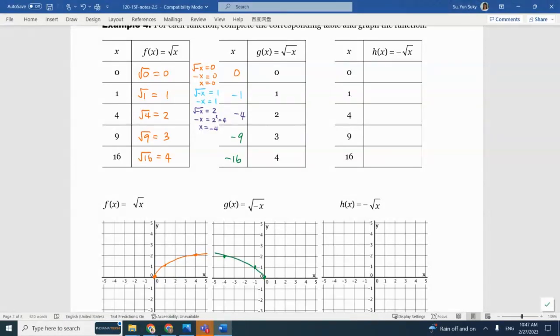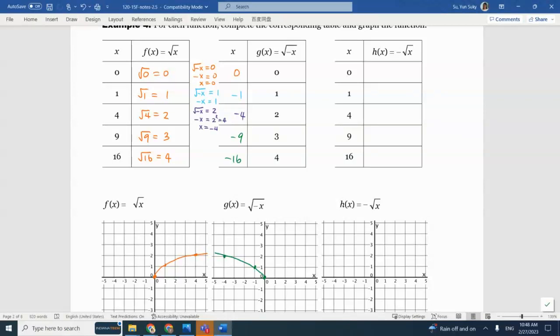Okay. So far, so good? Yes. Okay. Do you see this is like a mirror image across the y-axis? So this is a reflection over the y-axis. Can you see that? It's a reflection over the y-axis.